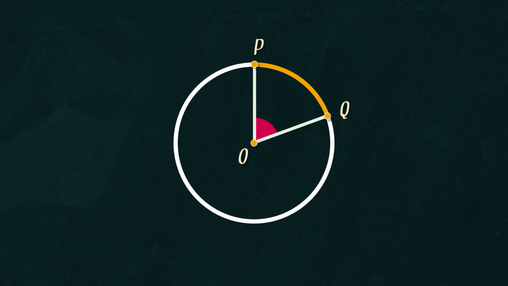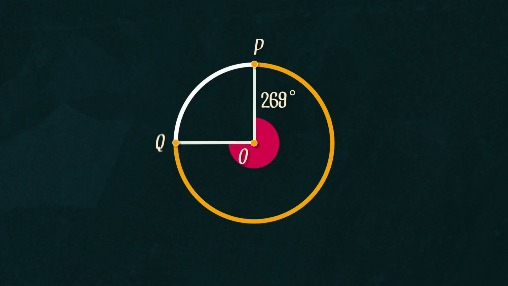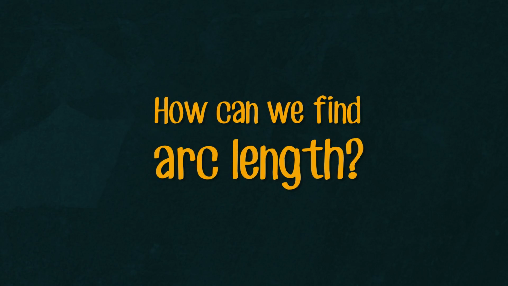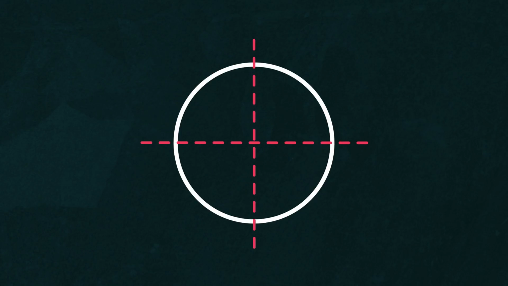Now observe what happens when the point Q moves along the circumference of the circle. Can you see that when the length of arc PQ increases, the subtended angle at O also increases? Let's watch again. How can we use this relationship to find the length of an arc? Let's look at 3 examples.